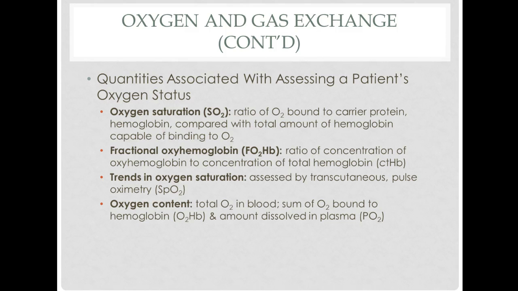Then there's the fractional oxyhemoglobin, which is an FO2 hemoglobin. This is the ratio of the concentration of oxyhemoglobin to the concentration of total hemoglobin. Usually this is assessed by transcutaneous pulse oximetry. If you've ever been to the doctor and they put a little clip on your finger with a little red light on it, that is the transcutaneous pulse oximetry. Then we look at oxygen content. This is the total oxygen in the blood. It is the sum of oxygen bound to hemoglobin and the amount dissolved in the plasma, which is the PO2.